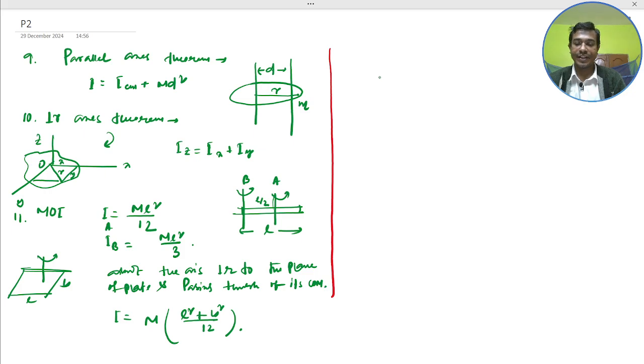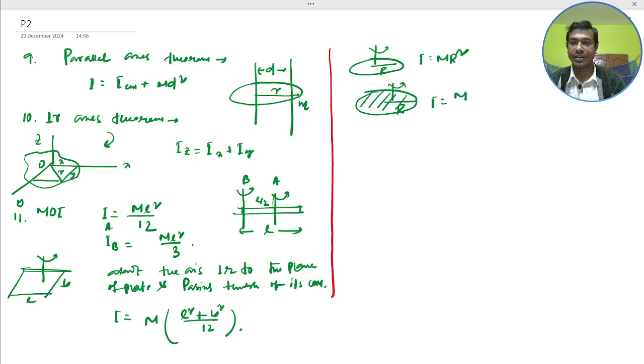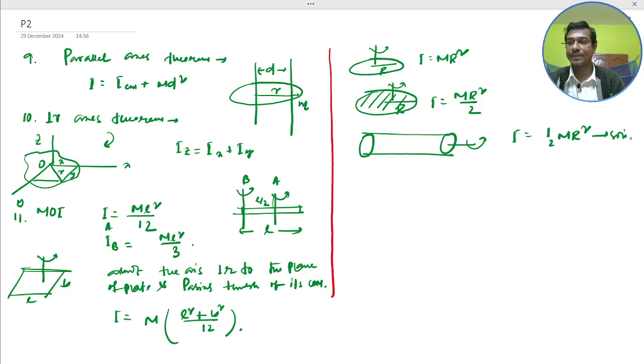Next one, for the ring. This is a ring of radius r, so I would be m r square. Circular disc of radius r, you have to find this moment of inertia, that is half m r square. Solid cylinder, the solid cylinder about its center of mass, I equal to half m r square. This is for the solid.